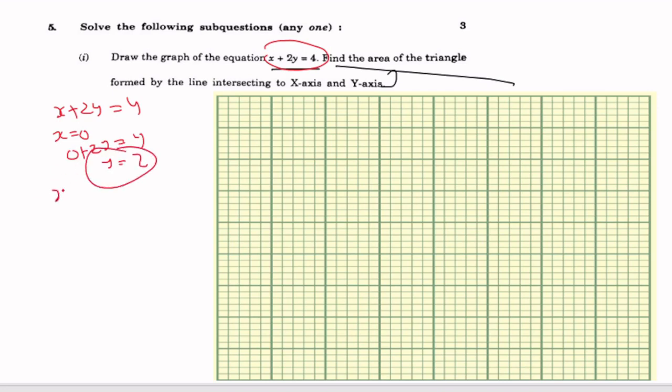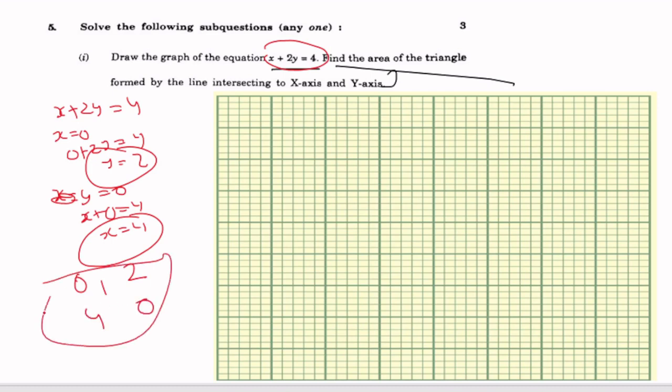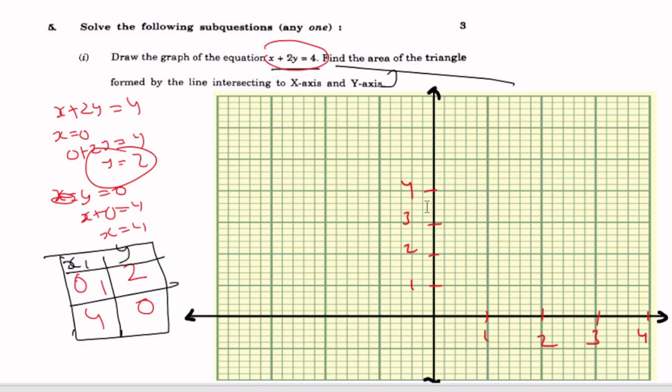Simply, next time substitute y equal to 0. So you'll get x plus 0 is equal to 4, so x equal to 4. So we have two values now. When x is 0, y is 2. When y is 0, x is 4. And these have to be plotted on the graph. So I have written the points on the x-axis and y-axis. By default, horizontal is the x-axis and vertical is the y-axis.